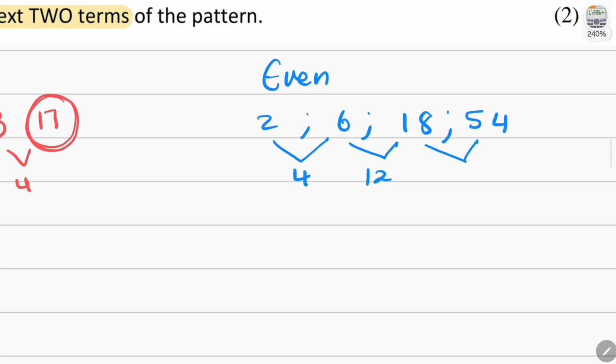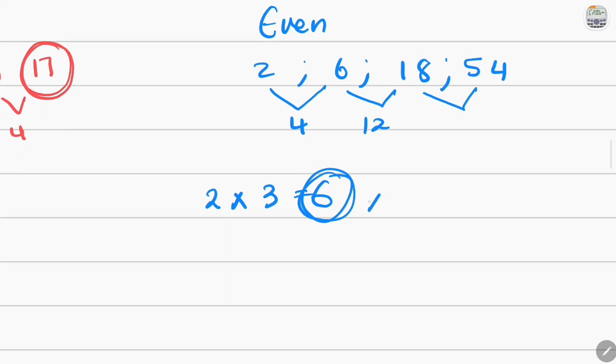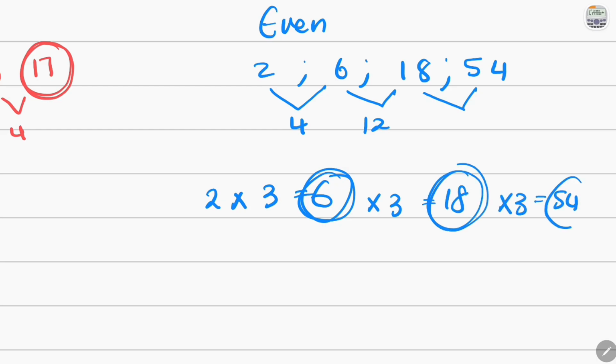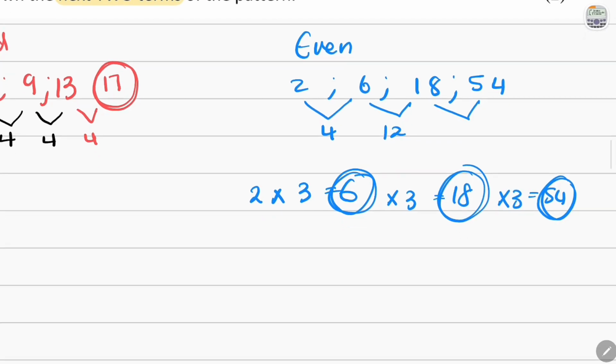It actually just looks like, do you see from this term, 2 to get to 6, what would you have done other than add 4? Okay, so let's think about multiplying, dividing, things like that. If you multiply 2 by 3, you get 6. If you took 6 and you multiplied it by 3, you get 18. 18 times 3, you get 54. So do you see what they're doing to get to the next term? They're just multiplying by 3.